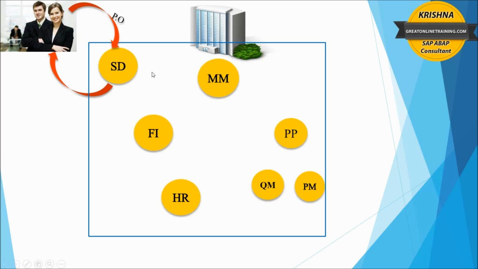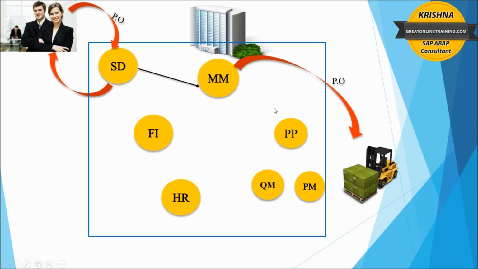We need to go for production. To do production, what do we require? We require raw material, right? To get the raw material, the sales and distribution department needs to interact with the material management department. The material management department has the authority to get the materials from the vendors and supply them to the company. Here the material management department will give the purchase order to the vendor, and the vendor will deliver the goods to the company. What will the vendor expect now?